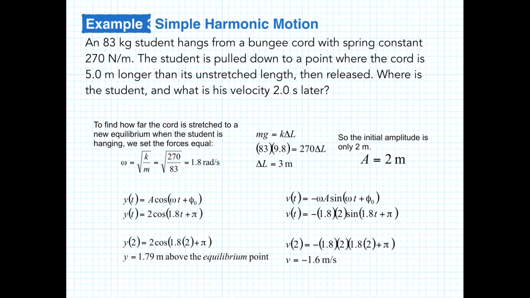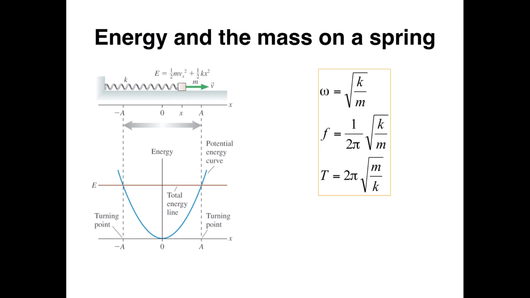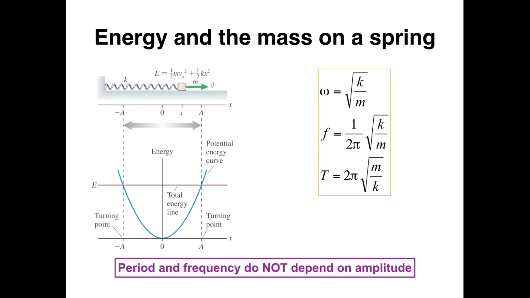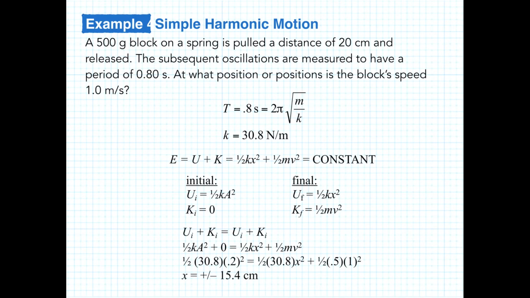So that brings us to our answer. If we want to deal with energy, we just have to figure out potential energies. One thing to remember is the frequency only depends on your k and your m. So period and frequency do not depend on amplitude. If you have a block on a spring, you're just adding up potential and kinetic energy again.